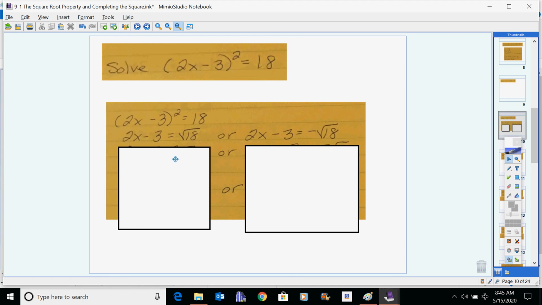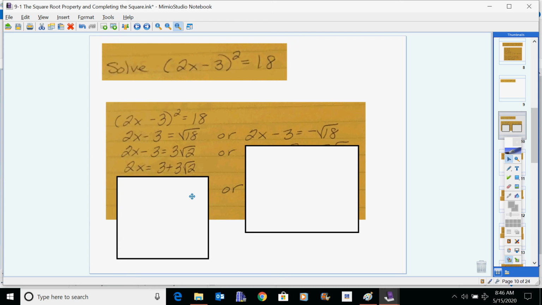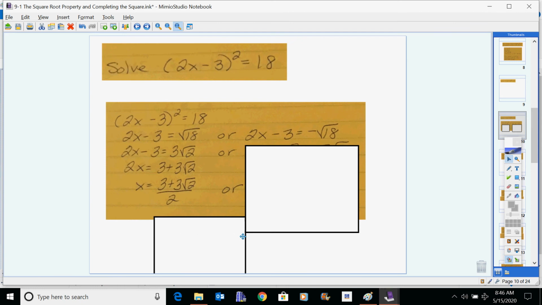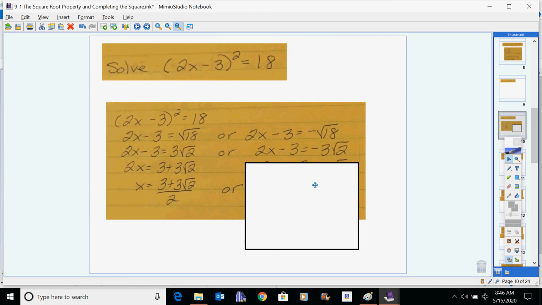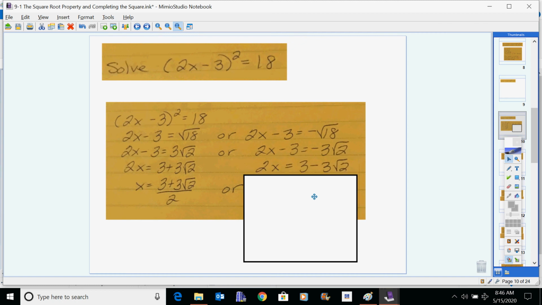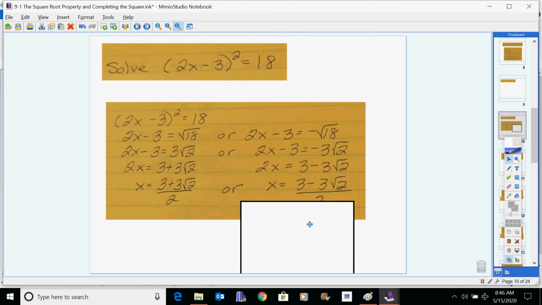Each one of those needs to get solved then. Square root of 18 can be simplified, so you want to do that. But then you need to add 3 to both sides, and you need to divide both sides by 2. And that gives you one of your correct answers. Okay, the other thing that happens, still 3 square root of 2 is a simplified version of square root of 18. You add 3 to both sides, and you divide by 2.